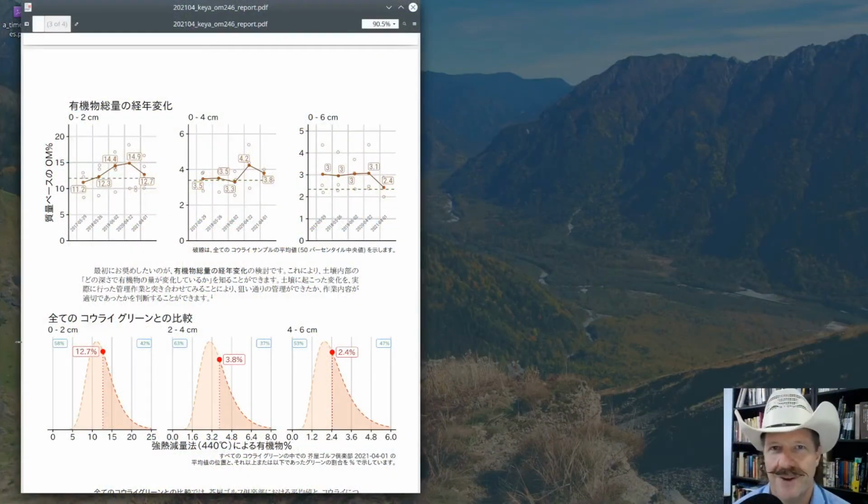The first thing that I want to look at, and I think that this one is the most important, is the total organic matter over time. This is especially useful to look at the organic matter as it changes over time at these three different depths. All right, let's have a look at some of these reports. What I start with on the very top, the very first thing I show, is the organic matter over time.